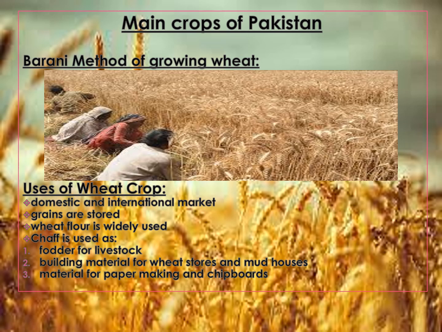There is another method which is called the Barani method of growing wheat. It means growing wheat in rain-fed conditions. It is a small-scale subsistence farming. The crop is sown in early winter, like October to December. The crop grows gradually with increased rainfall through the western depressions.